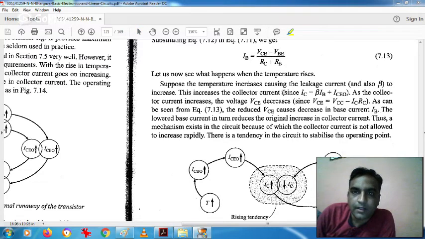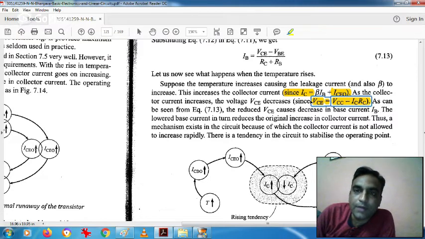the collector current IC is equal to beta IB plus ICEO. So if temperature increases, your ICEO will increase. If ICEO increases, IC will increase. If IC increases, what will happen according to the equation on the output side loop? It is VCE is equal to VCC minus ICRC. So if IC increases, all other quantities are assumed to be constant.